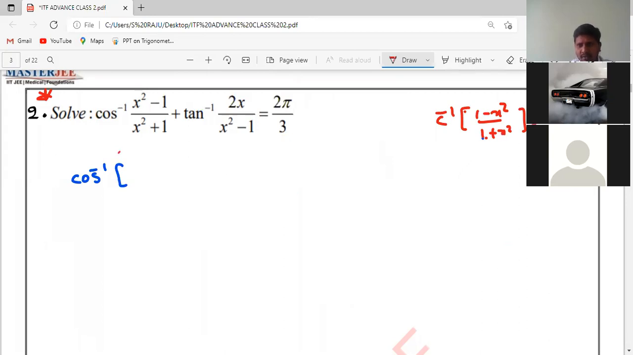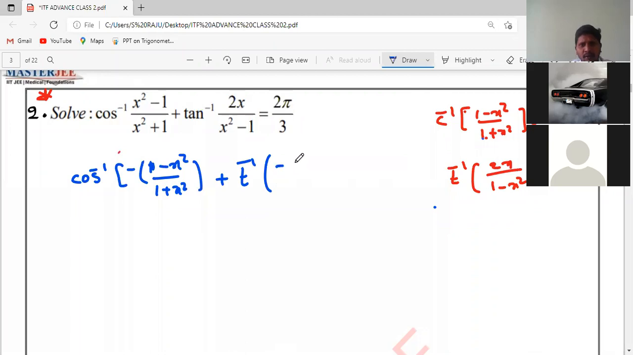It depends on the x values; we are going to get 2 tan inverse x. Is there any formula for tan inverse of 2x by x square minus 1? No, 2x by 1 minus x square, that is 2 tan inverse x. So I want to change this to the standard form, x square minus 1. So this can be written as minus of 1 minus x square by 1 plus x square plus tan inverse of minus 2x by 1 minus x square is equal to 2 pi by 3.